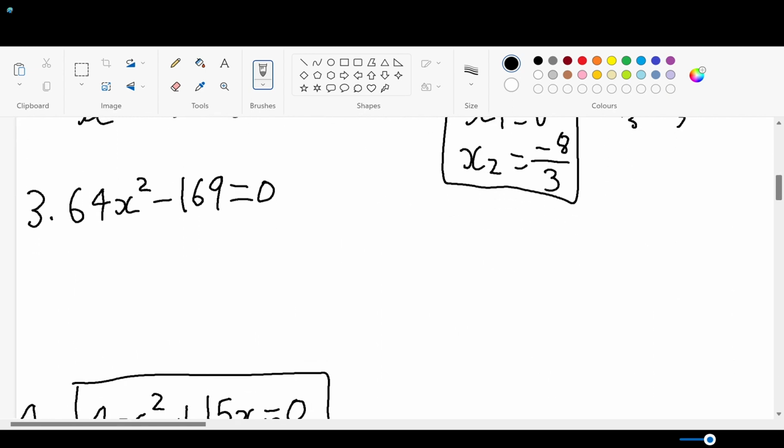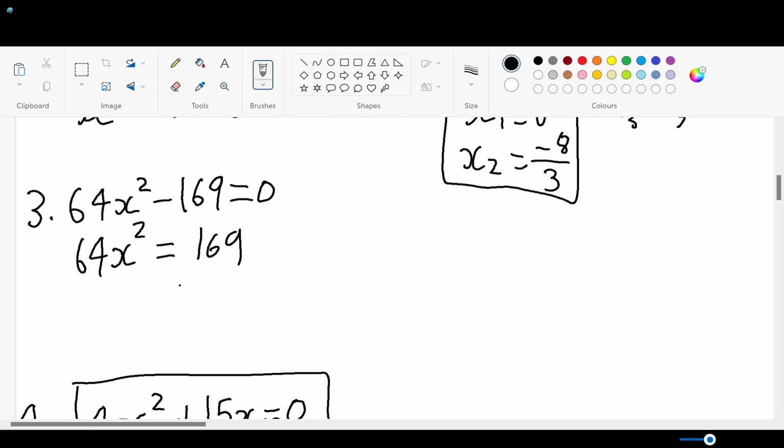Moving on to something more difficult. Depends on the way you look at it. So, first thing you want to do here is get rid of this negative 169. So you could rewrite this as 64x squared equals 169, because you'd add 169 to both sides.